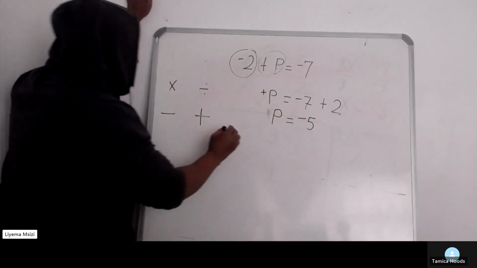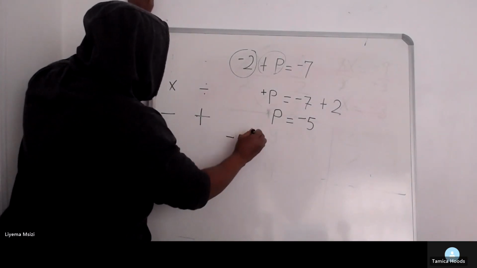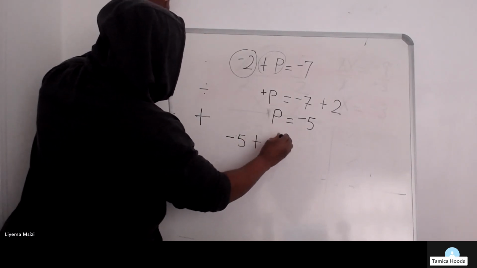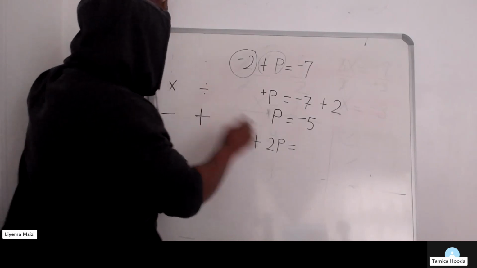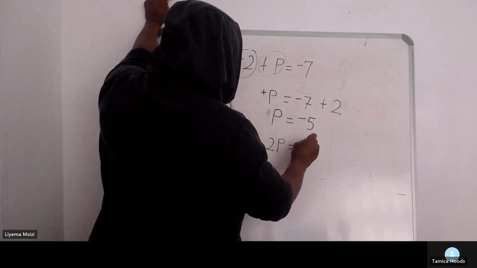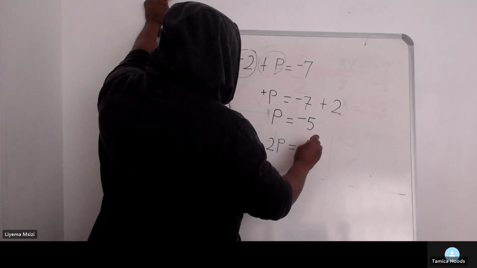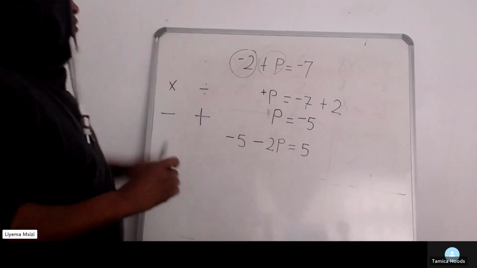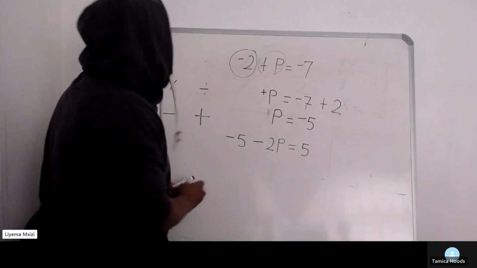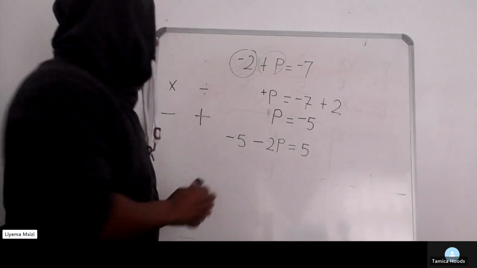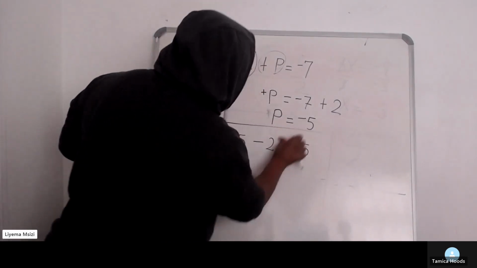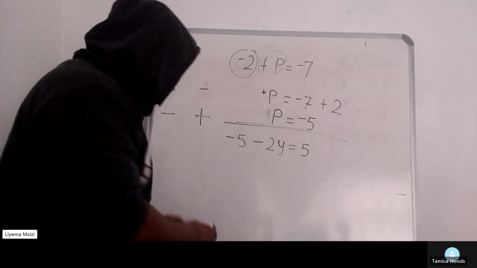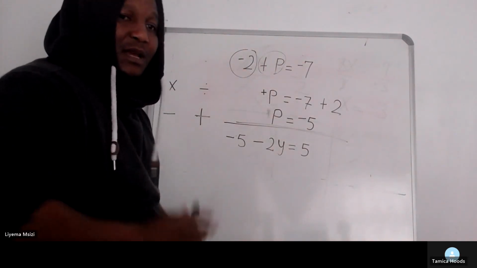More example, negative 5 plus 2P equal five. Let's say negative 5, negative 2P. Oh, yeah. So we're going to say, wow, let's do this. Let's use another letter. Let's say Y. So I'm going to say, okay. Now, what is the first step?